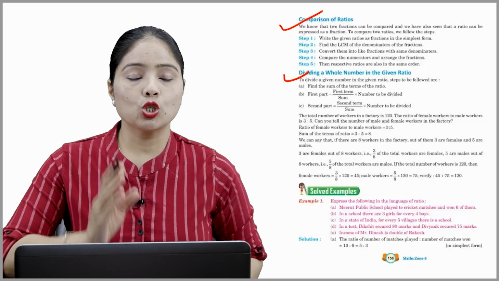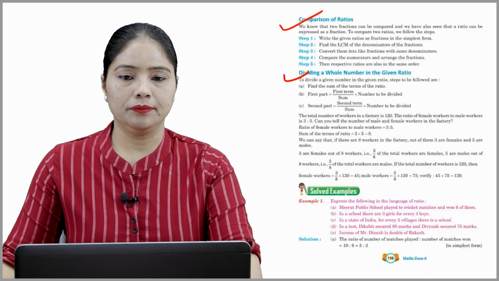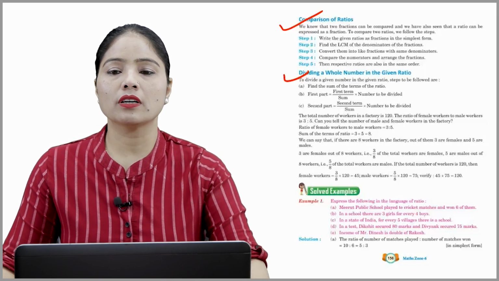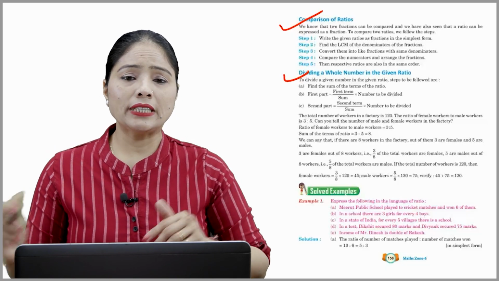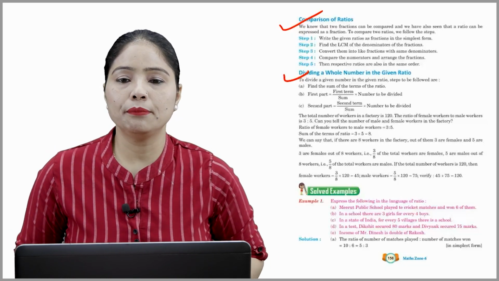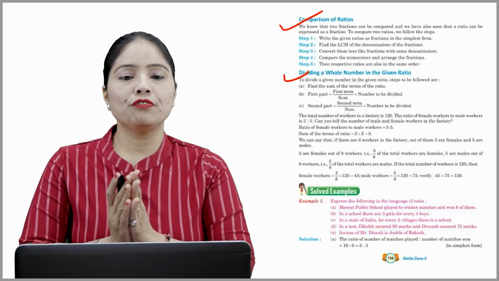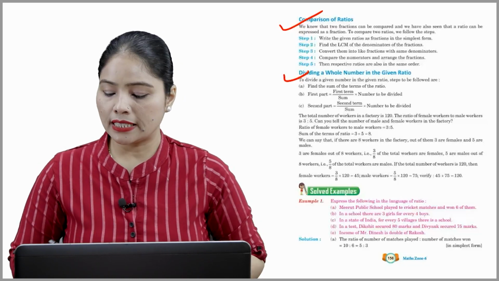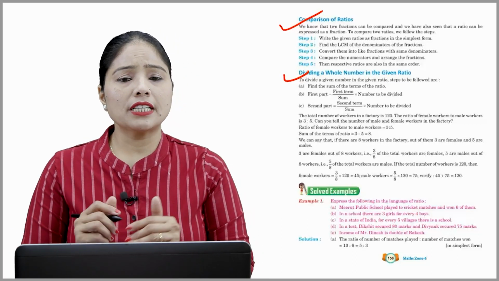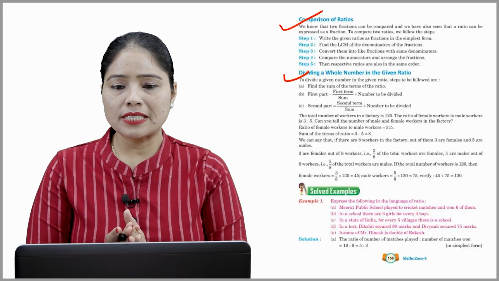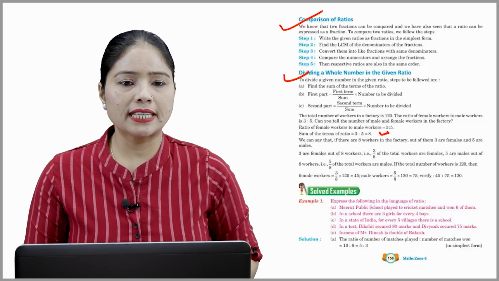The total number of workers in a factory is 120. The ratio of female workers to male workers is 3:5. Can you tell the number of male and female workers in the factory? So, ratio of female workers to male workers कितना है हमारा? 3:5. Sum of the terms of the ratio और इन दोनों का sum कितना हो गया? 3 + 5 is 8. दोनों को हम plus कर देंगे.